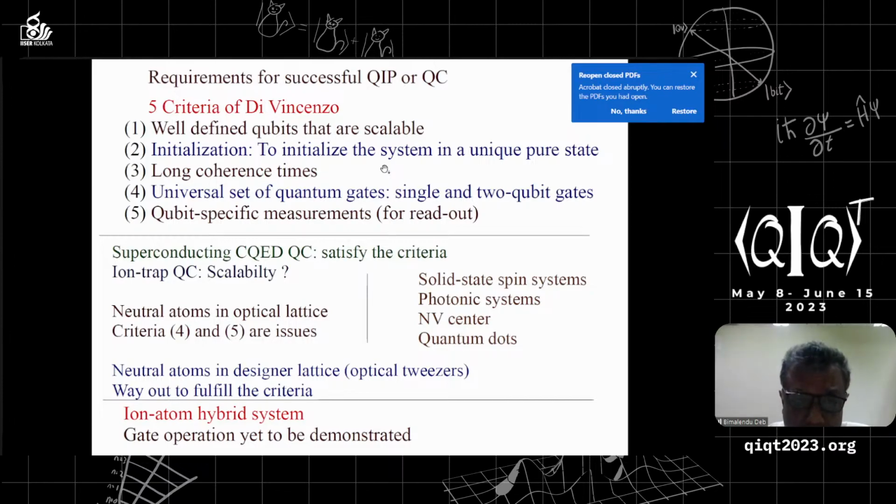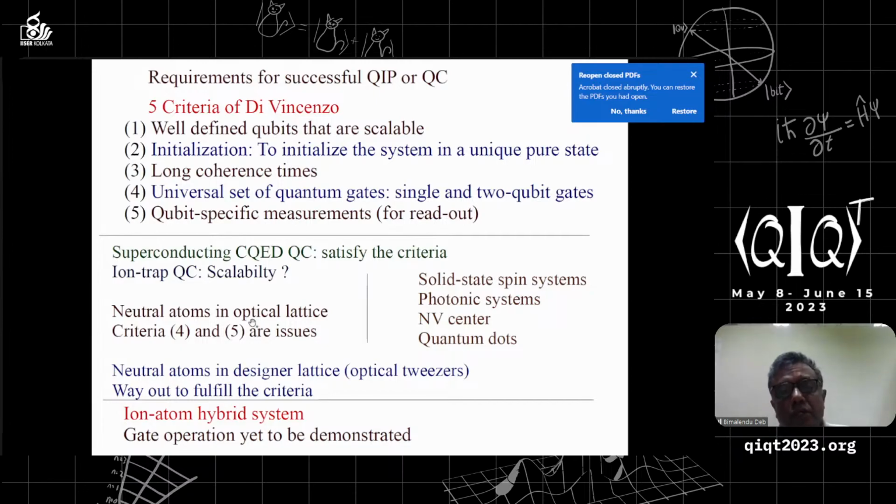If we have multiple qubits, then they should have long coherence times. And one should have a universal set of quantum gates, which are single and two-qubit gates: single-qubit gates and the CNOT gate. They will form a universal class of quantum gates, which can be used to do quantum information processing. And then we need qubit-specific measurements, which will lead to the output, the readout.